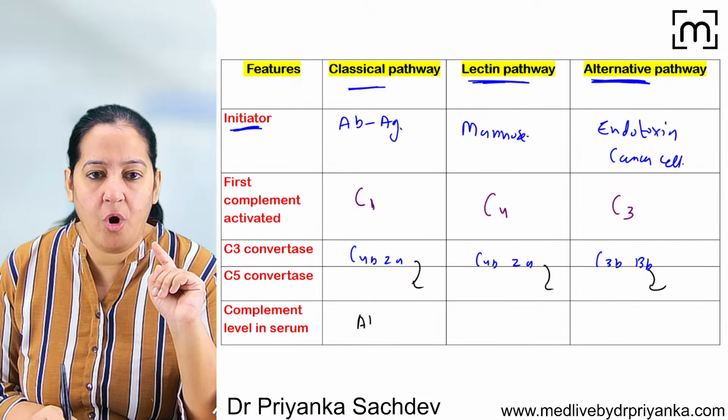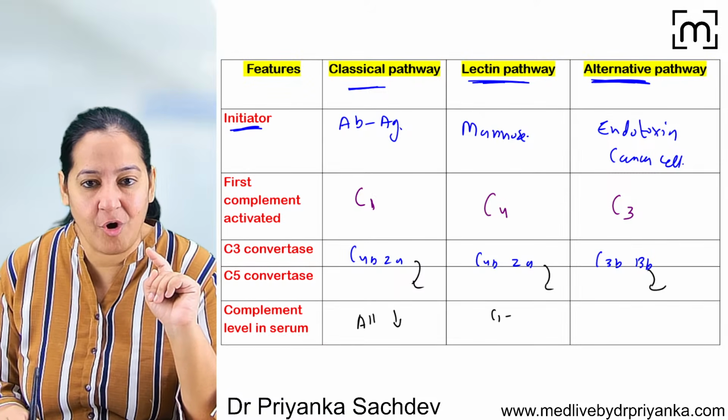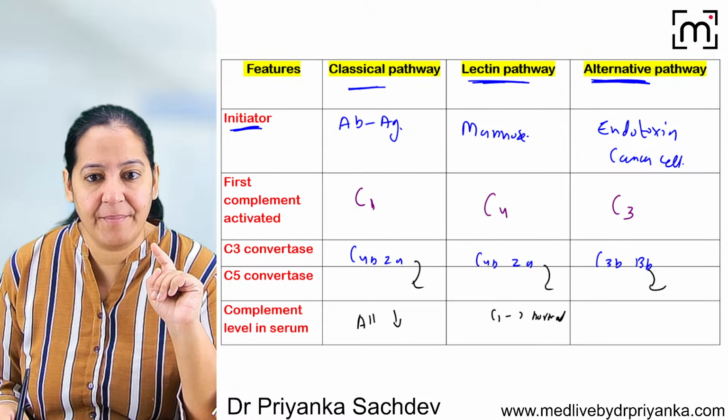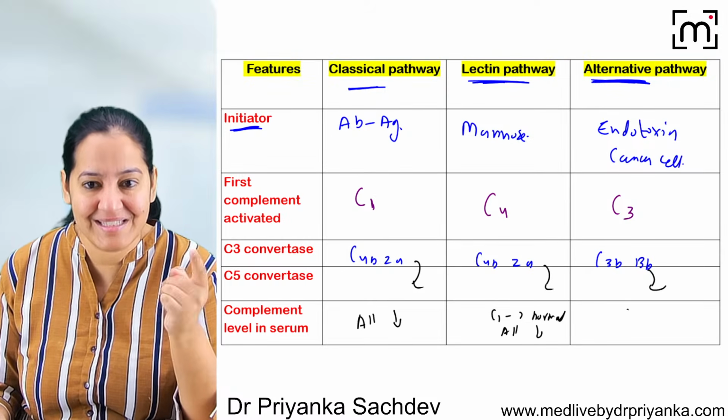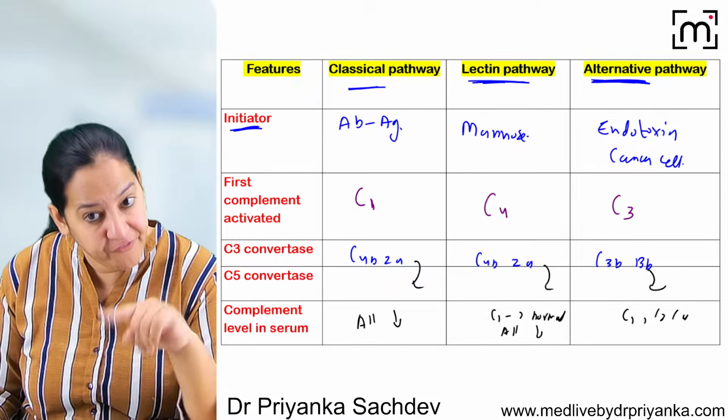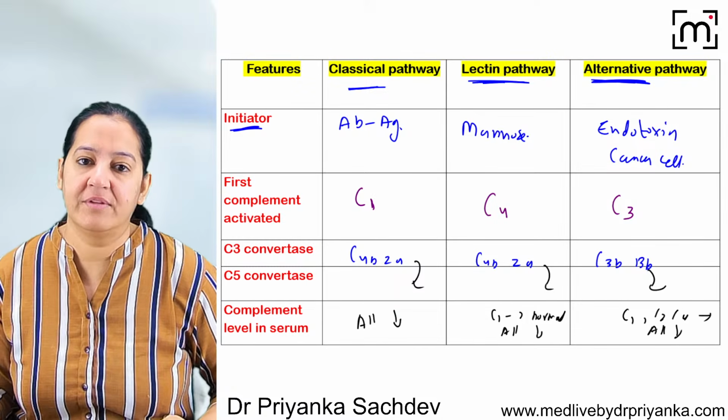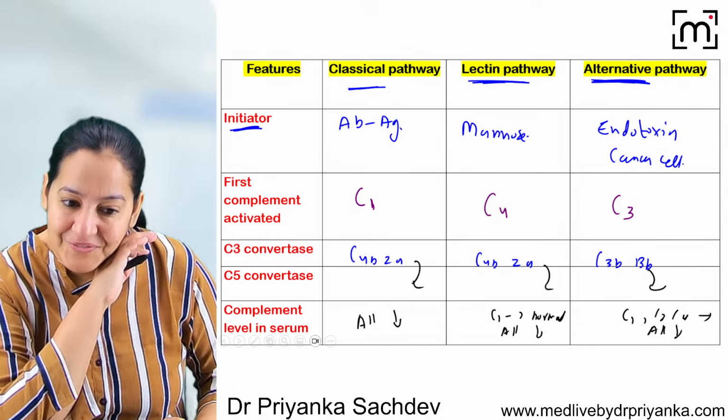Here the complement levels will all fall. Here C1 is normal, except C1, the remaining all will fall. Here C1, C2 and C4 are normal and the remaining all will fall. This is the summary. You get many questions out of that.